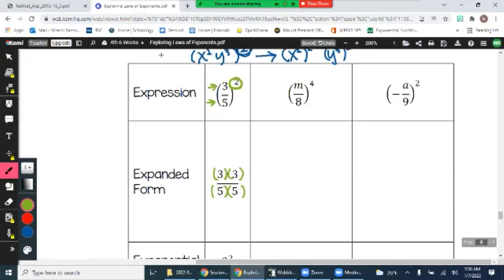Okay, moving on. This time we don't have just numbers, so this cannot be simplified any further, or you cannot type this into your calculator at the end. But we do have m to the power of 4 and 8 to the power of 4. This exponent of 4 applies to both m and also the 8. So how would that look expanded? That means we are going to multiply the m 4 times: 2, 3, 4, and also the 8.